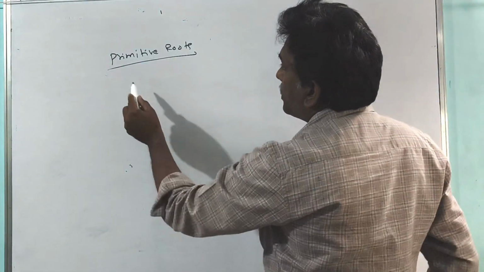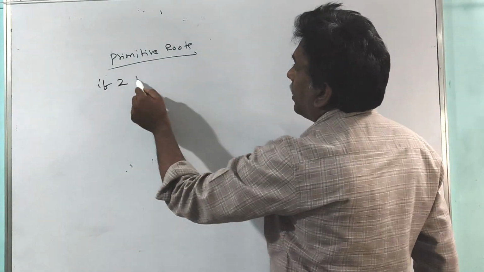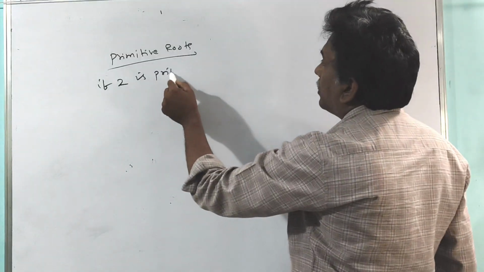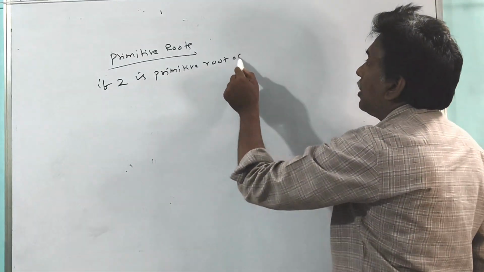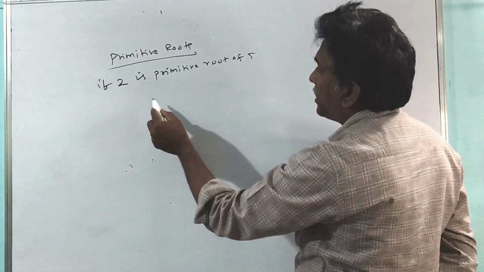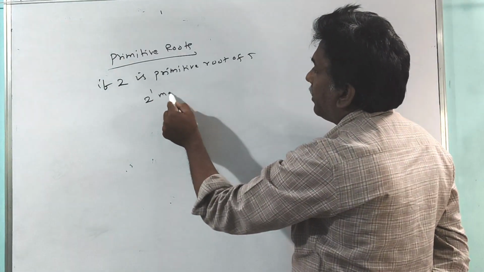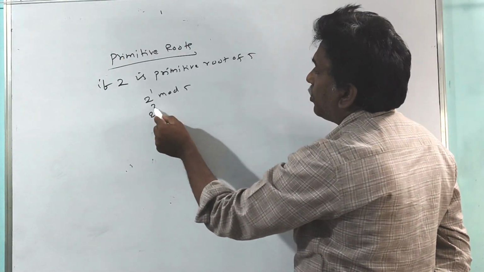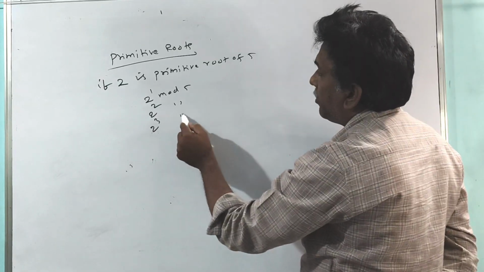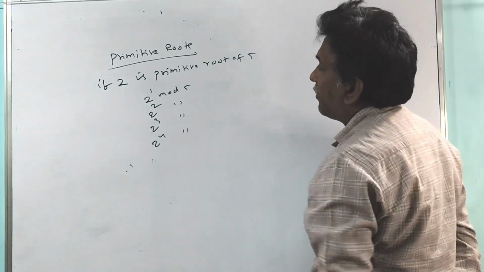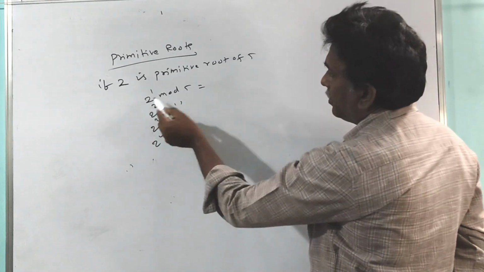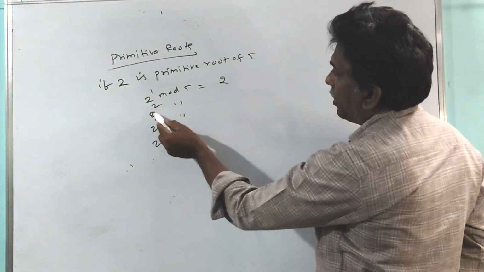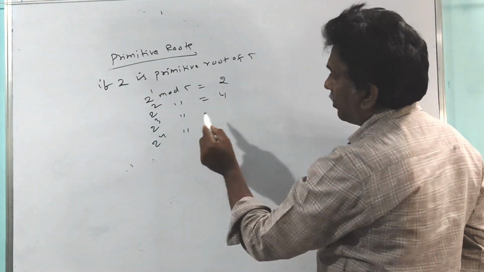Now if I am asking the question, is 2 a primitive root of 5, then you need to calculate 2 power 1 mod 5, 2 power 2 mod 5, 2 power 3 mod 5, 2 power 4 mod 5. If the number is below 5, then automatically the answer is 2. 4 mod 5, the answer is 4.